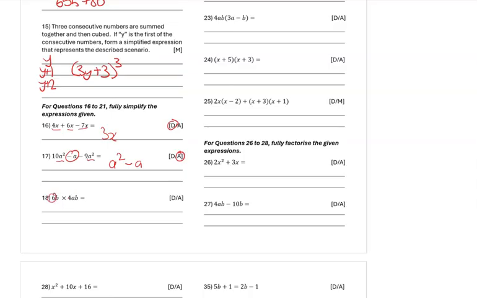So 4 times 6 is 24. So we've got 24. We then deal with the letters alphabetically. We've got one A, so we can just put an A here. And then we've got B times B. That's repeat multiplication. So 2 B's means B squared.